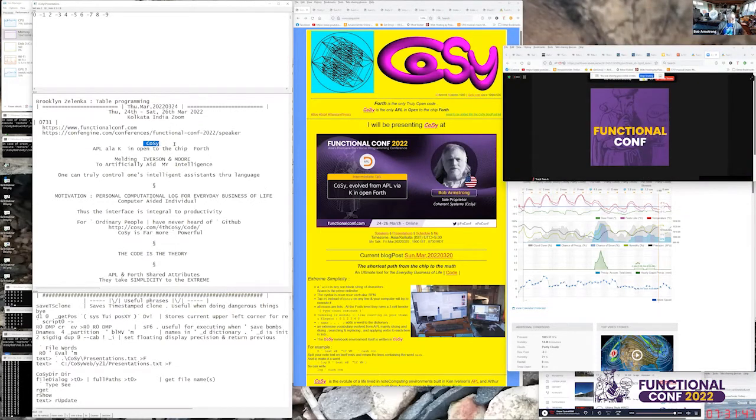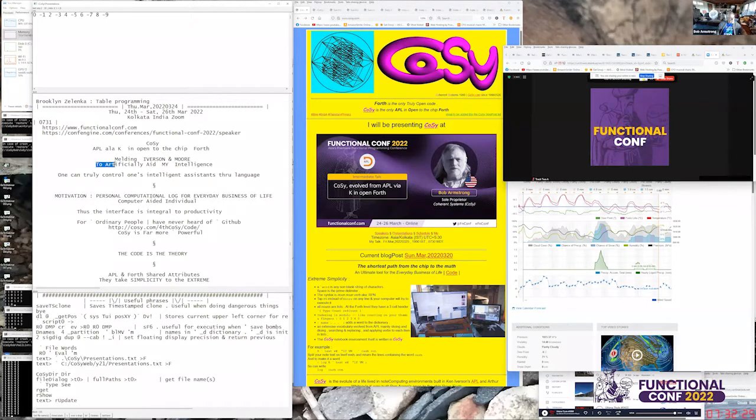CoSy has evolved. I've lived my life in APL from the 70s on, and I learned of Forth, which I consider the minimal machine. Well, I'll go through this. But Ken Iverson is the daddy of APL, and Chuck Moore, who's still with us, is the creator of Forth.